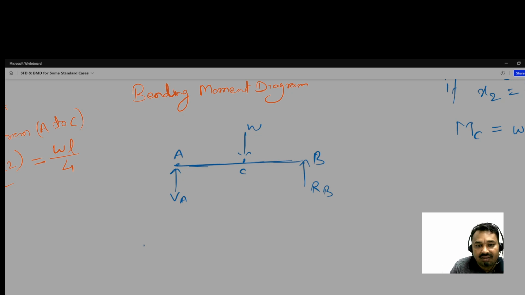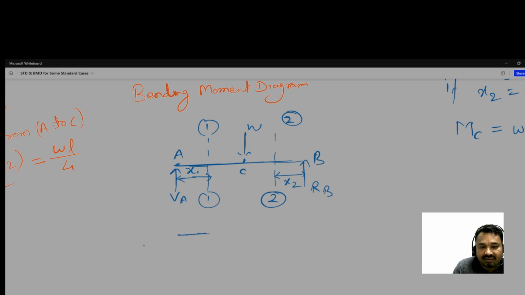Then what we did, here we take section, here we take section, named 1 here, 2 here. From A to section 1 we have taken x1, from B to section 2 we have taken x2, and the length of the beam is L. Then what did we do? This portion, this is section 1 and this is VA. Okay, we separated it, cut it.